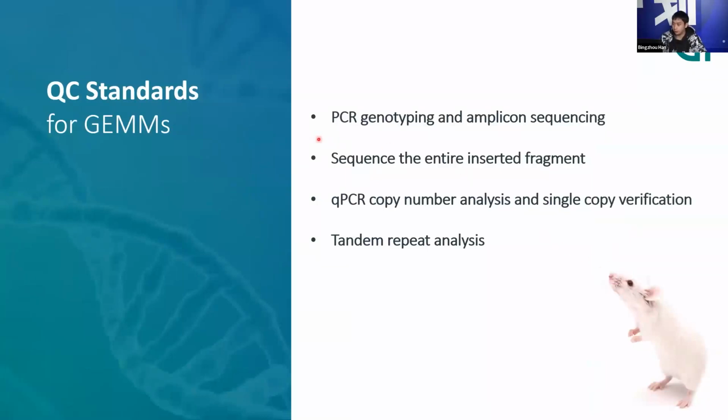We will do PCR genotyping and amplicon sequencing. And for the strains we generated by knock-in, we will sequence through the entire insert fragment in Super-TG or targeted knock-in. And then we will do quantitative PCR as well as other strategies to make sure that the strains we obtain are single copy, to verify the product before applying it in our research or giving it to our customers. And then we will do tests to avoid tandem repeats.